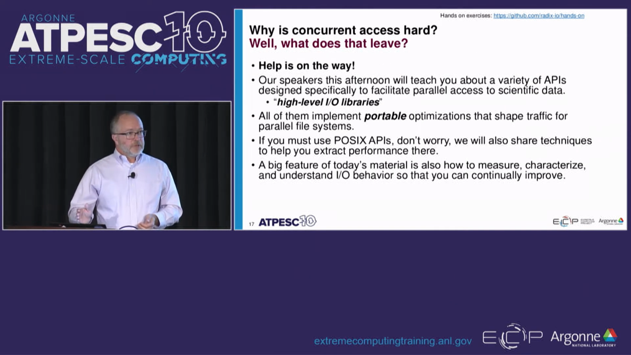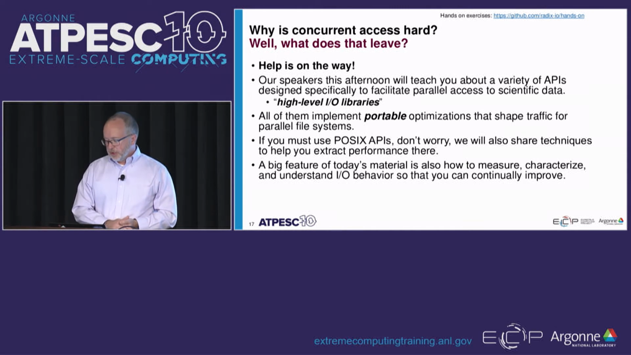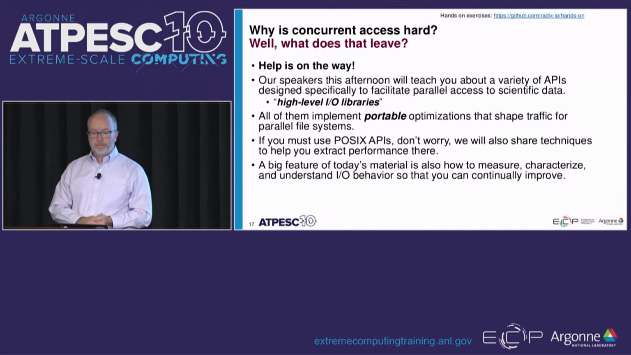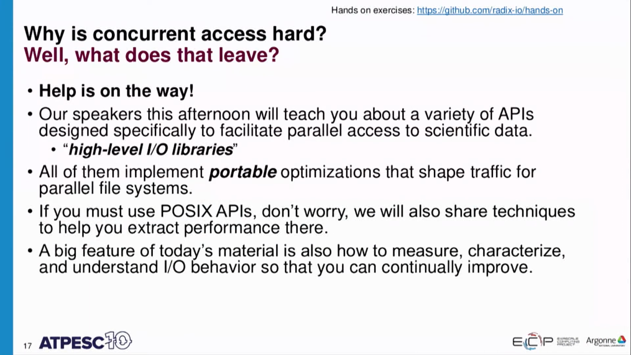And help is on the way. That's what we're going to spend the bulk of the day talking about, is how to do just that. We'll often be talking about high-level I/O libraries. These are things layered on top of the file system that give you different interfaces. And they're portable. They run on a lot of different machines, and they'll change what optimization strategies they do depending on the machine you're on.